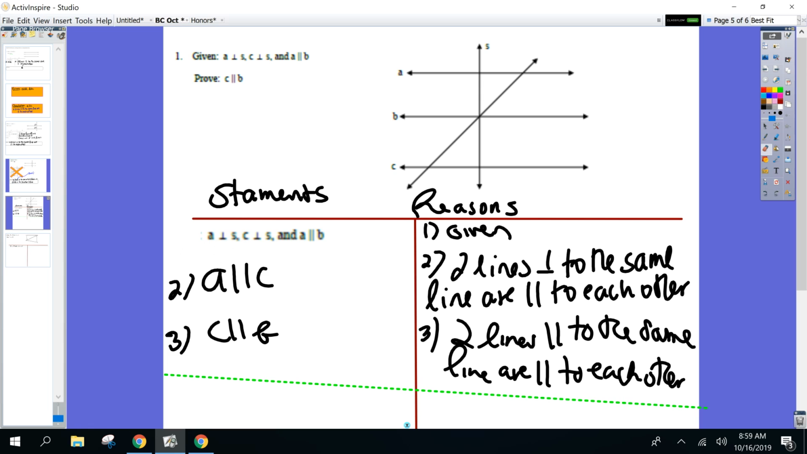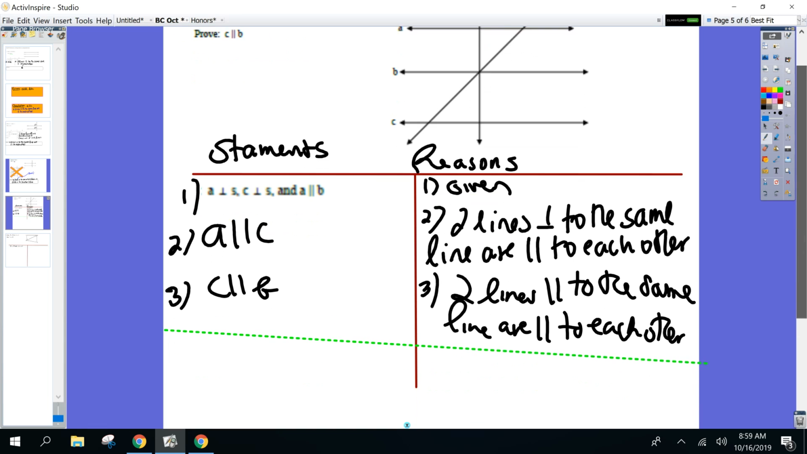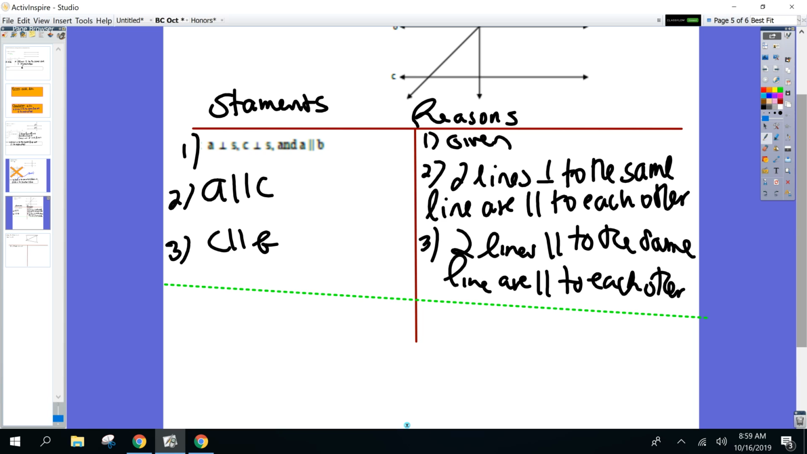I haven't asked this question in a while, and I'm sure you missed it. What class are we in? Honors. We are, yes. So that means we're going to do this proof a different way right now. So do a little dotted line right underneath your current proof. We're going to do this differently.